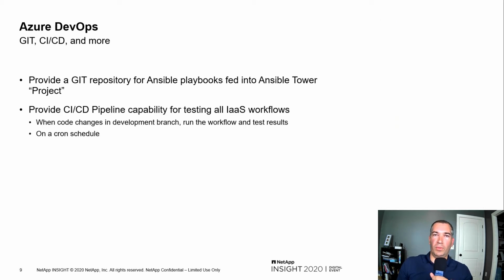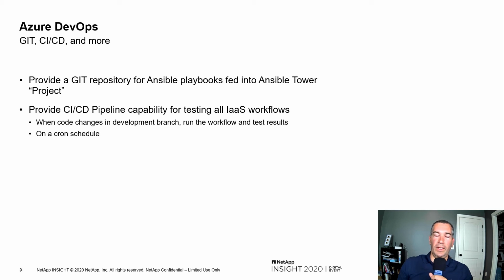For every workflow that we support within IaaS, we build a pipeline to test that workflow. The pipelines can be kicked off in one of two ways. One, a weekly cron, so whether the code has changed in that past week or not, we want to run the pipeline regardless to make sure everything is still functional.